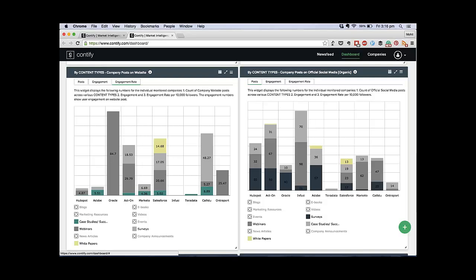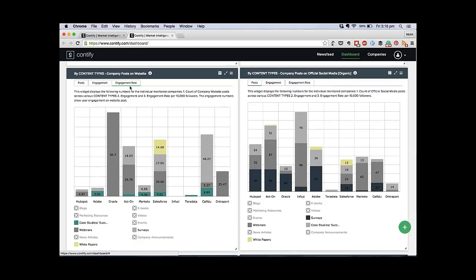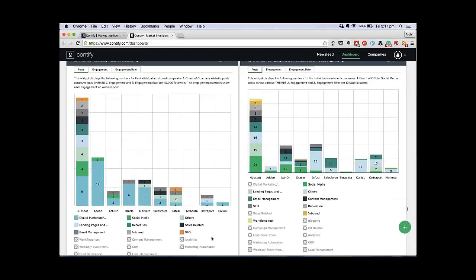We have seen the number of posts, we have seen the type of content. Now, on what themes are they publishing content? These themes depend upon your own industry, on your own segment. So: digital marketing, social media, lead generation, landing pages, email management, inbound, SEO. These are different themes that a person who operates in the digital marketing domain would publish content on.